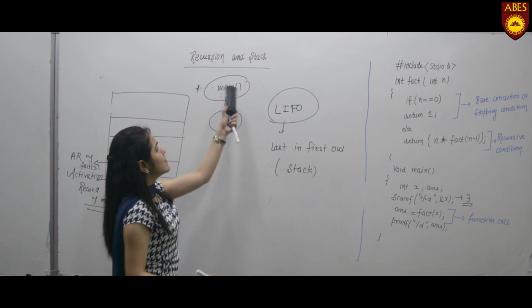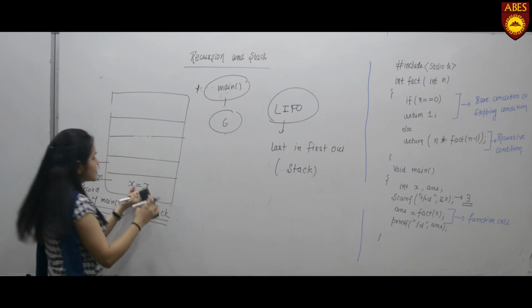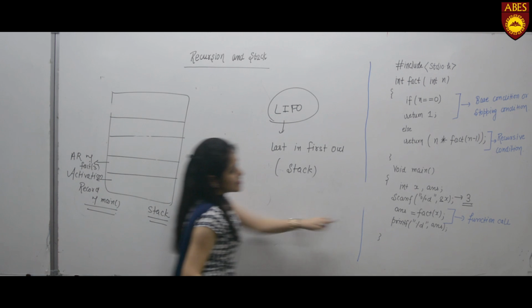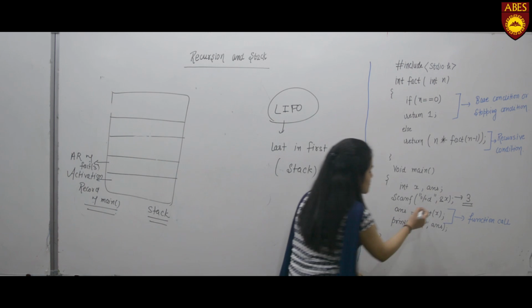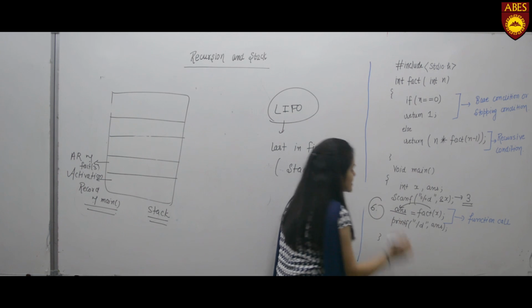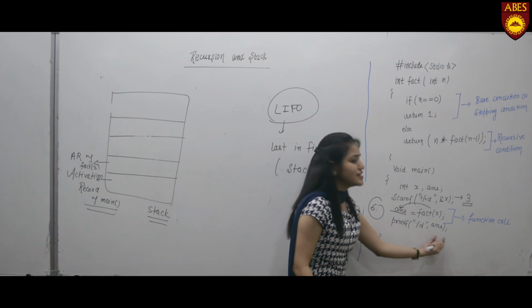Now this value 6 will be transferred to the main function, and the main function's activation record will be deleted. Here fact of x, that is fact of 3, will transfer the value 6 to ans, and it will execute printf of ans, printing the answer.